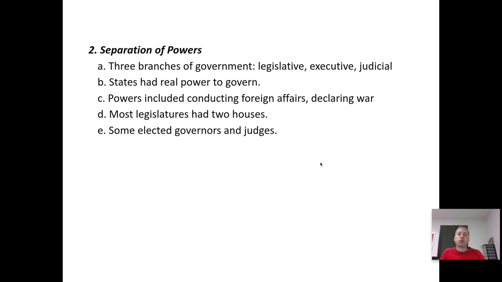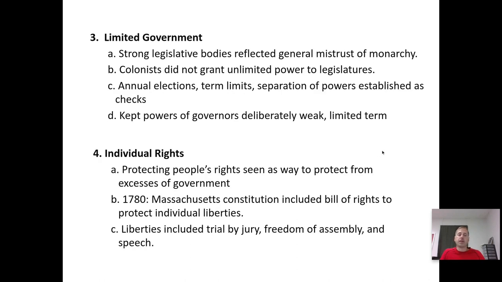We had separation of powers. Every colony had a legislative, executive, and judicial branch. We had a limited government, that we had laws or rules in place that limited the power of the government, such as elections, term limits. The governors were purposely weak, so we couldn't have this strong leader ruling over us, kind of like King George III was. And we had individual rights listed, like the Massachusetts Constitution in 1780 had a Bill of Rights that listed people's individual liberties.